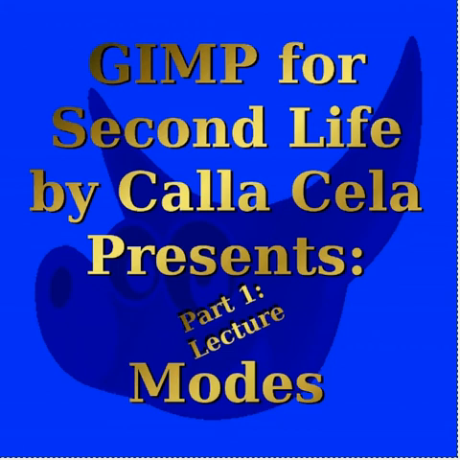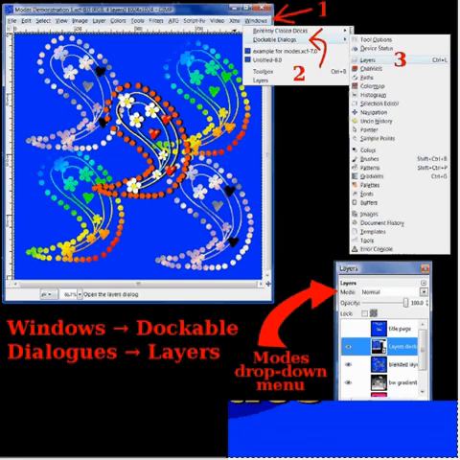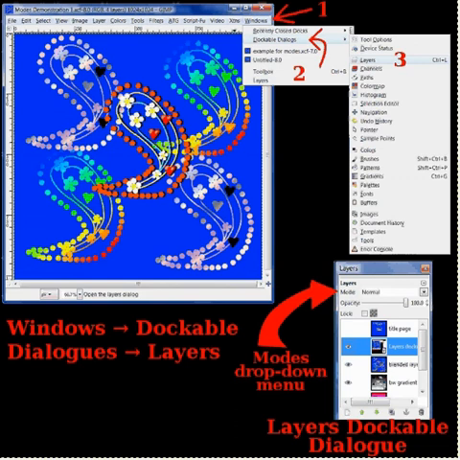In the Layers Dockable dialog, which you find by going to the Windows drop-down menu at the top of your canvas, then selecting Dockable Dialogs, and finally Layers, you will get a Layers Dockable dialog. In this dockable dialog, there is a word that says mode, and over here there is an arrow. If you click this arrow, it will show you all of the modes that you have to select from.